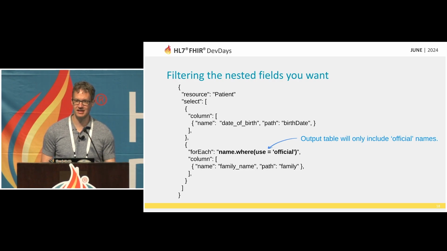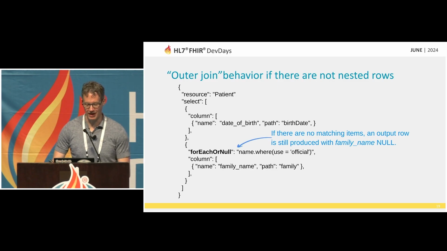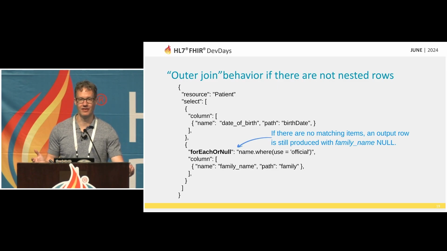So this provides a nice expression for this. And as you can see, because it's FHIRPath, it makes it nice and concise and pretty easy to understand. Of course, in some cases, you may have patients that don't have an official name in their item, and you may still want to produce a row for that. So we also support this.